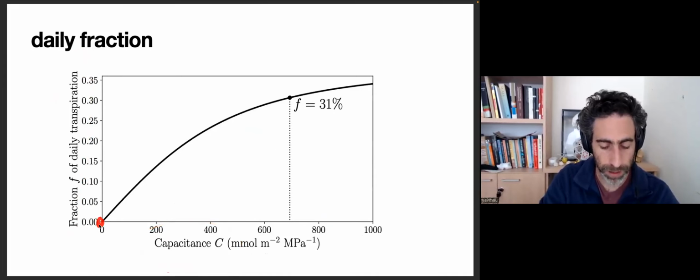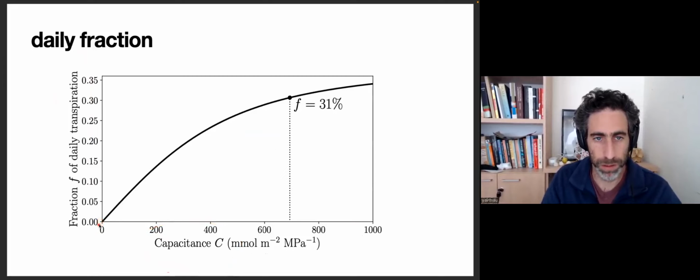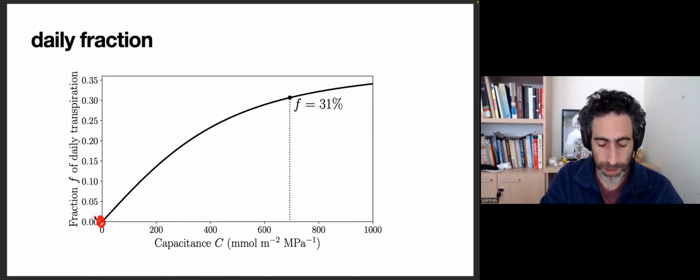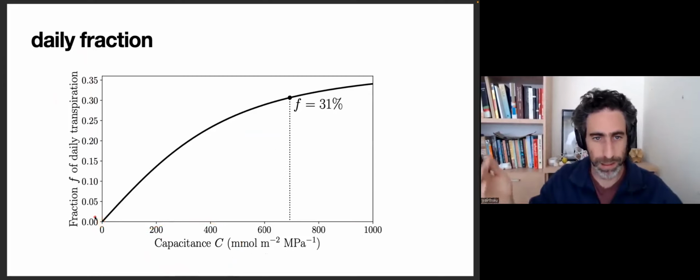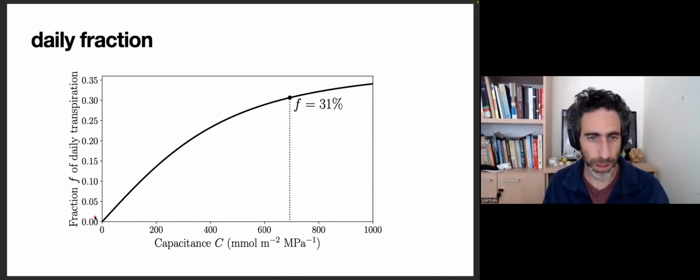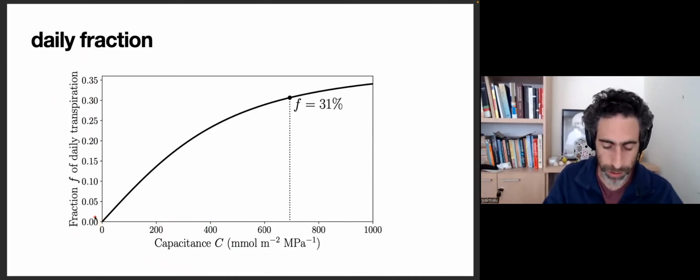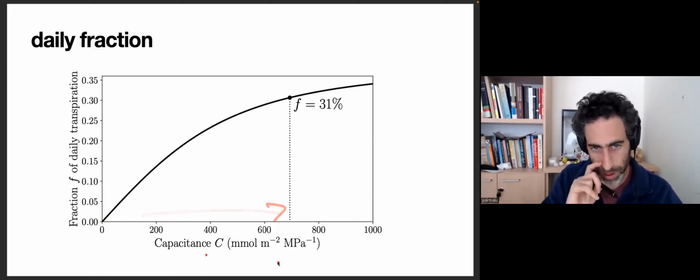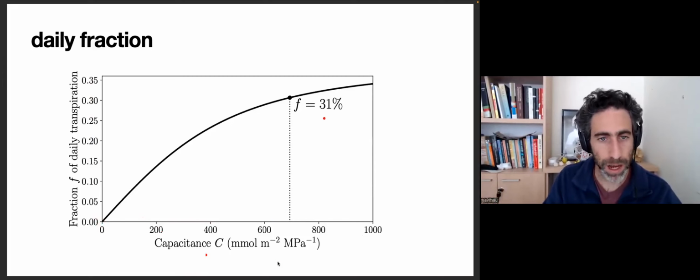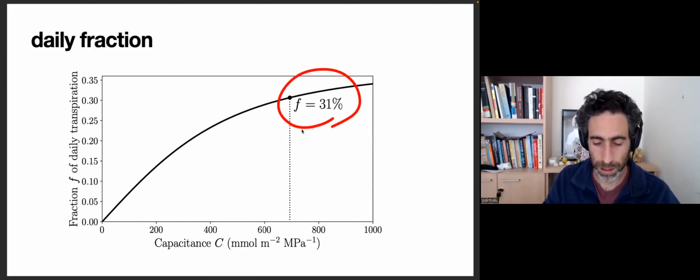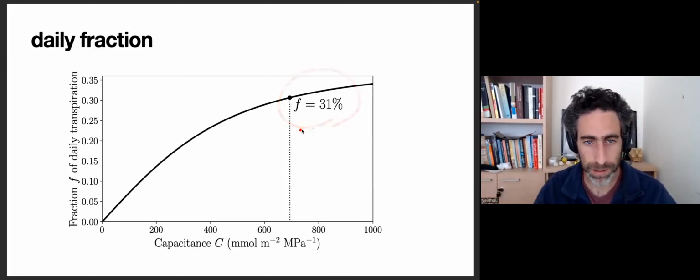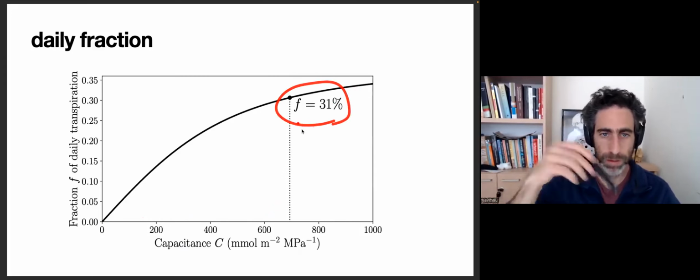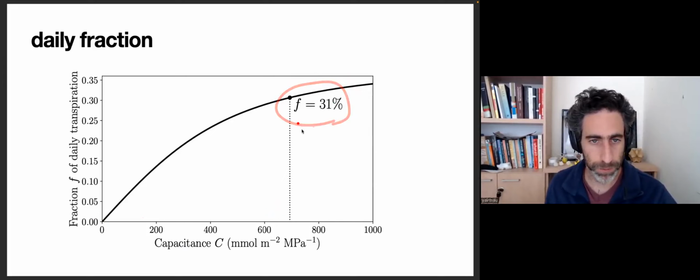If there's zero capacitance, if there's no storage unit in the plant, then exactly zero of the daily amount of water will come from the storage, because there is no storage. And as storage increases, a higher and higher proportion of the daily water will come from the storage. It can be even a significant amount. I put 31% because this agrees with the data we have from the forest.